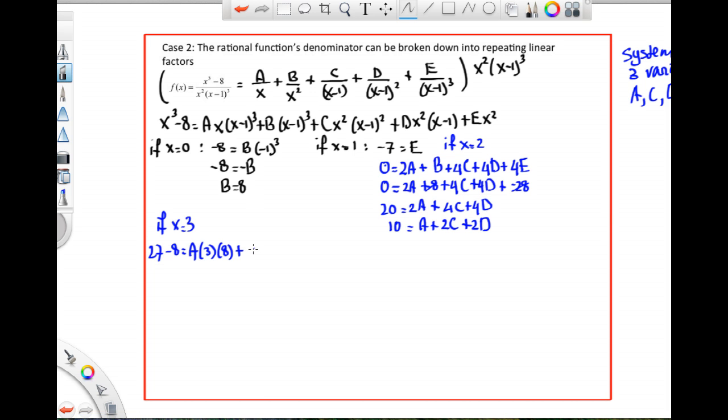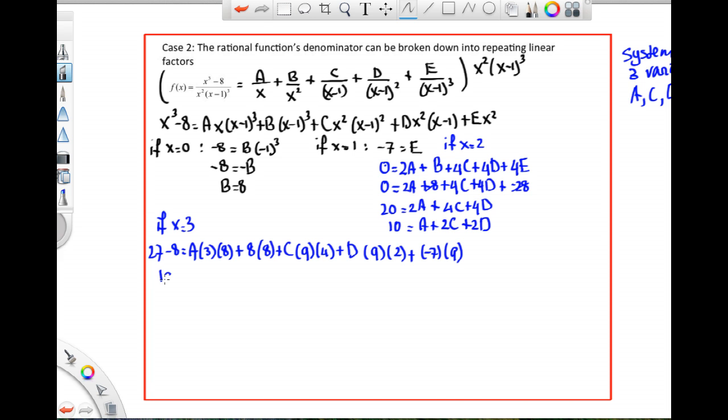Plus b, and b is 8. We'll plug in 3, and 3 minus 1 is 2, and 2 cubed is 8. Plus c, and we're plugging in 3, so 3 squared is 9. And 3 minus 1 is 2, and 2 squared is 4. Plus d, I don't know what d is, and then we're plugging in 3, and 3 squared is 9. And 3 minus 1 is 2, and then finally we get e, and e is a negative 7, and 3 squared is 9.